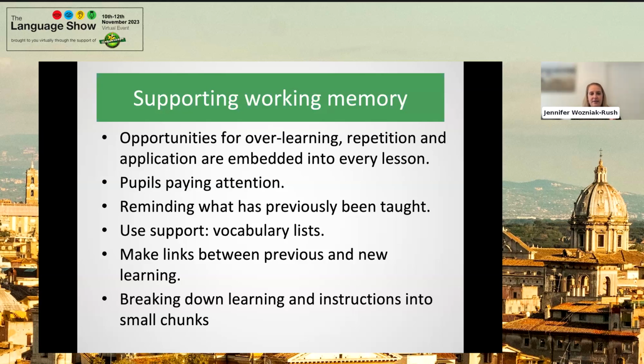And I've put as well, the last bullet point is about breaking down the learning and instructions into small chunks. So we tend to do that naturally, but we also need to chunk the instructions. We do it really well, I think, as languages teachers in terms of the content that we introduce, but we also need to remember to do that with our own instructions. And I think that thinking of breaking it down by either giving one instruction at a time or waiting for pupils to have done that first bit before they move to the next one, and so on.